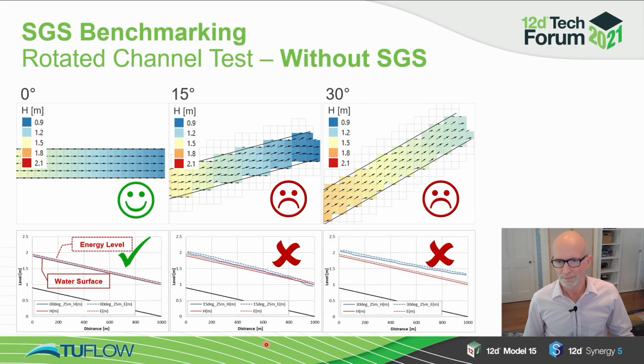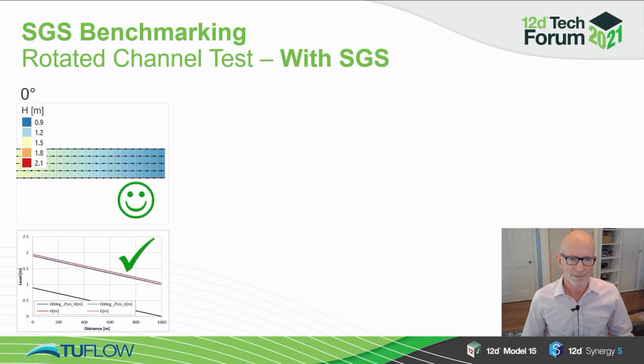And so you start to deviate from theory, and that's not good. And if you go to 30 degrees, it gets even worse. So the coarser your mesh, the worse it's going to get. And yeah, that's always been a known problem, particularly with fixed grid meshes. Let's rerun those with subgrid sampling on.